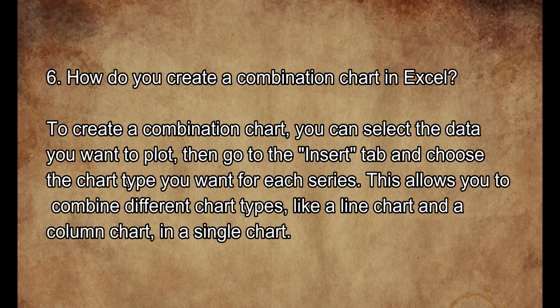6. How do you create a combination chart in Excel? To create a combination chart, you can select the data you want to plot, then go to the Insert tab and choose the chart type you want for each series. This allows you to combine different chart types, like a line chart and a column chart, in a single chart.